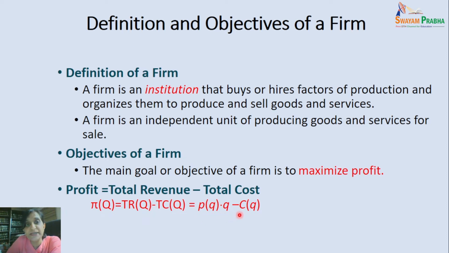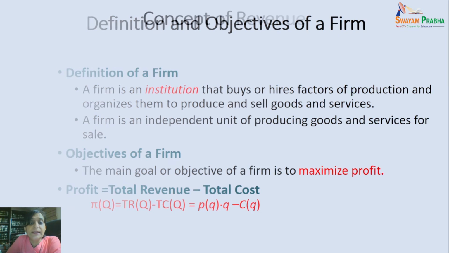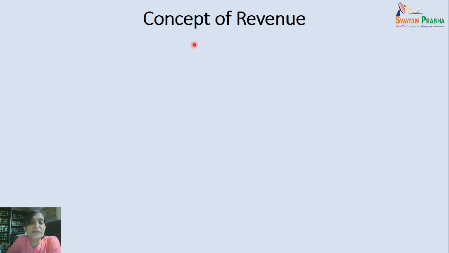And cost, we have already discussed in this unit that cost of production is dependent on how many units or how much output the firm is producing. So profit is the difference between total revenue and total cost. And we are assuming that the objective of the firm is to maximize the difference between revenue and the total cost. We have already discussed the concept of revenue earlier in the units of this particular course, but let me just recap it for you once more.